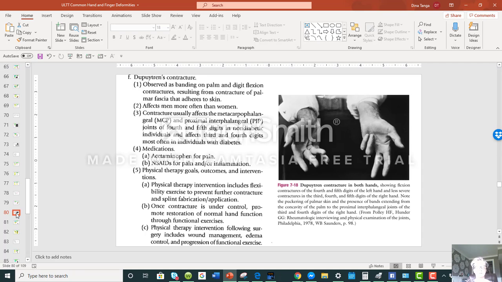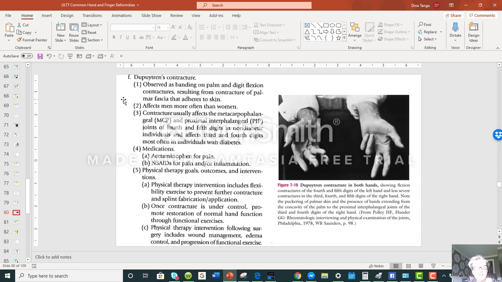Dupuytren's contracture. I'm very familiar with this diagnosis because I have it in both my hands. However, I do not have a contracture yet. The worst time for me is in the morning because I sleep with my hands like this. So in the morning I have to stretch it out. Observed as banding on palm and digit flexion contractures resulting from contracture of palmar fascia that adheres to the skin. Affects men more than women.